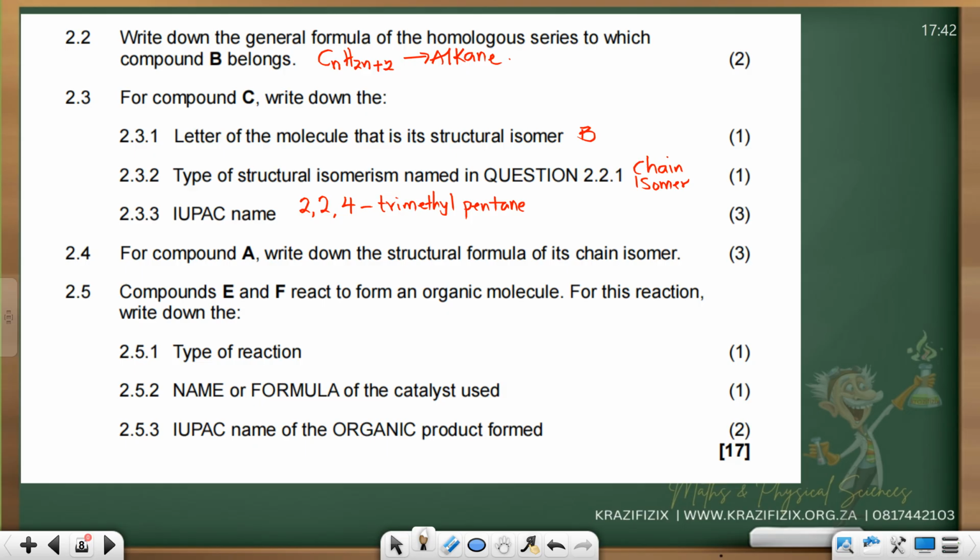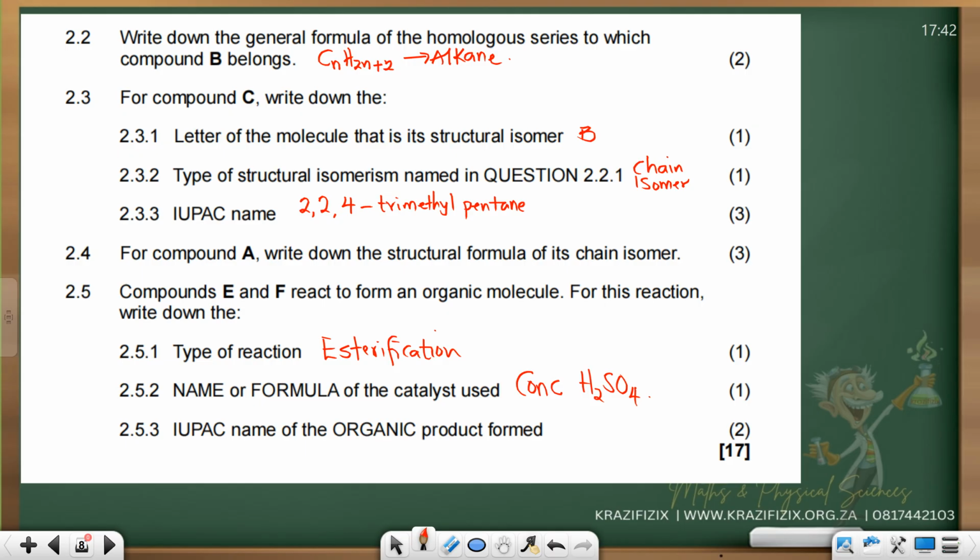I'm going to extend the question quickly. Esterification. What is the name or formula of the catalyst used? H2SO4. Wrong. It's not H2SO4, please. It's concentrated H2SO4. If you don't put the word concentrated, you lose the mark. So we are very specific on that. It is concentrated H2SO4. Now, the IUPAC name of the organic product formed.